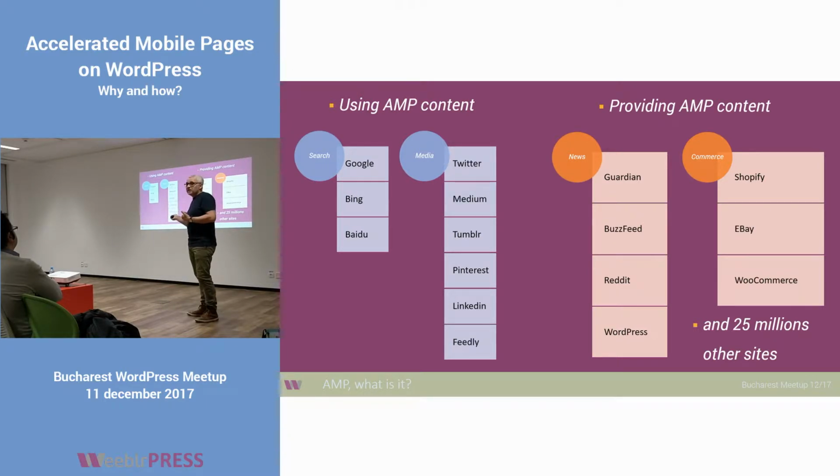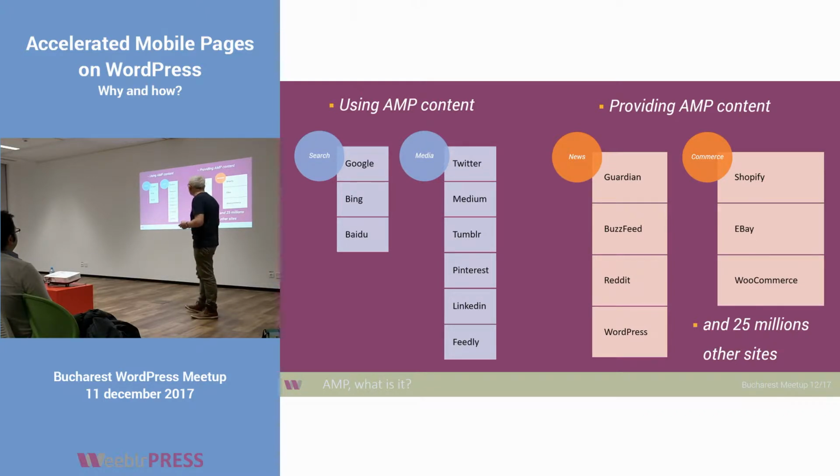Nowadays, if you share a link on Twitter and the people who are looking at the link are on a mobile phone, they're going to have the AMP version as well. Same for Medium, Tumblr, Pinterest, LinkedIn, Feedly. So all these sites are preferring the AMP version of your site, and this is why you would want to use AMP.